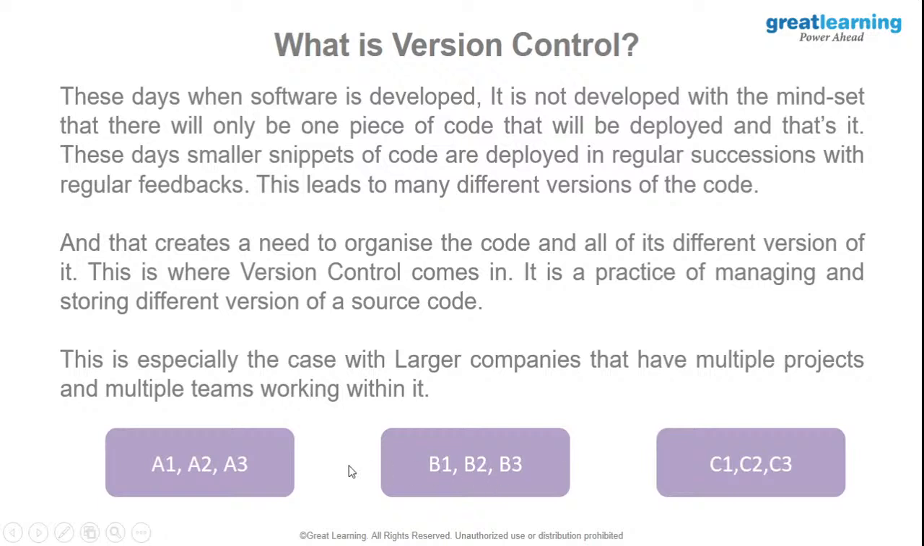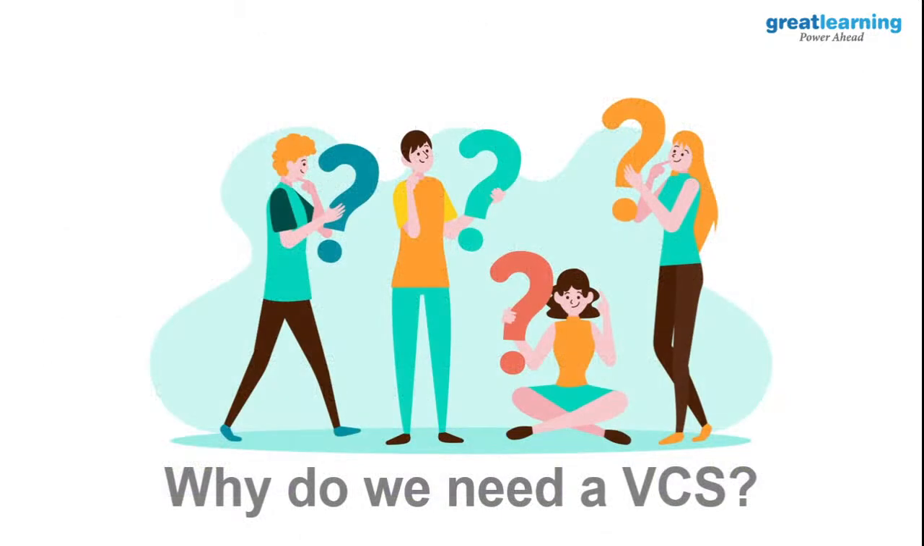Even in a big company where you have 3 big projects and multiple teams working on them, to organize all of it, to manage all of it, you can't do it manually. It's very difficult. That's just too hard to do. So you use a tool that helps you with version control. So that's what a version control tool is. I hope that you guys understood what it is. Now let's see, why do we need a version control system?